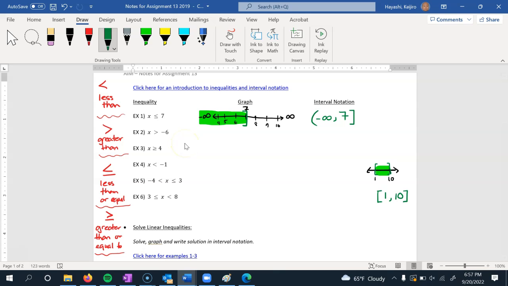Okay, so that's the interval notation. You have an interval that starts at negative infinity and goes up to 7, and it includes 7.